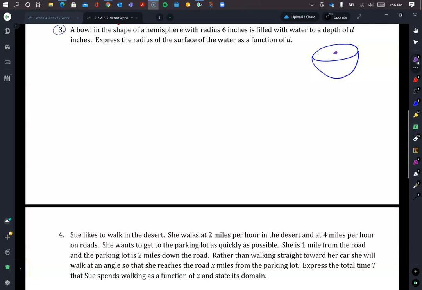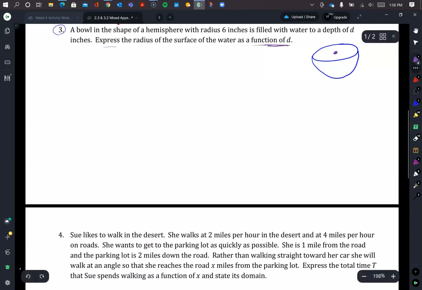All right, so we're working on the word problems for the setup for optimization, just to get the formula down. Continuing on, number 3 is a bowl in the shape of a hemisphere with a radius of 6 inches, filled with water to a depth of d inches. Express the radius of the surface of the water as a function of d.